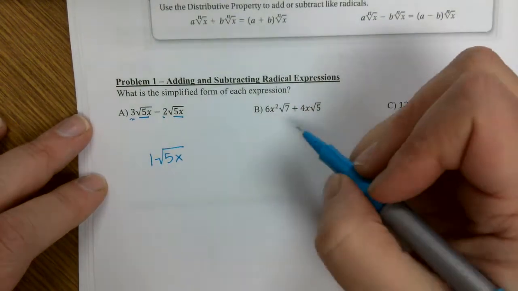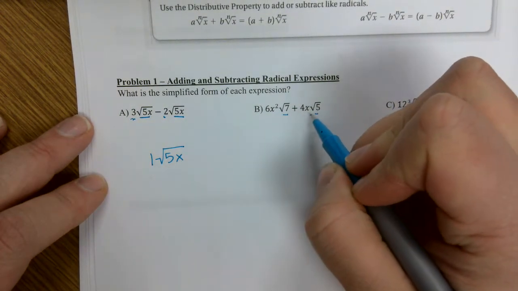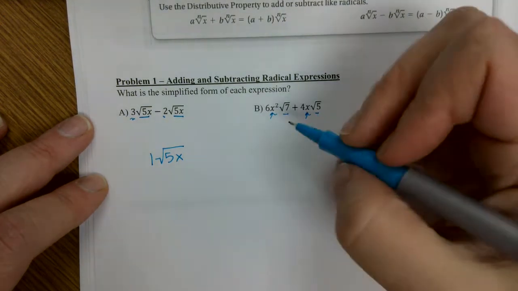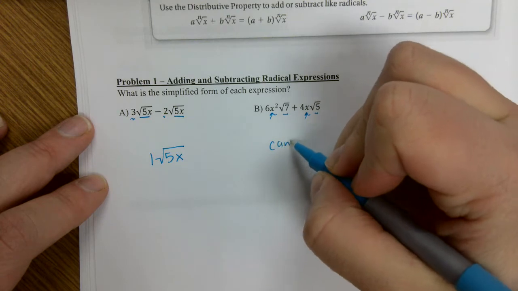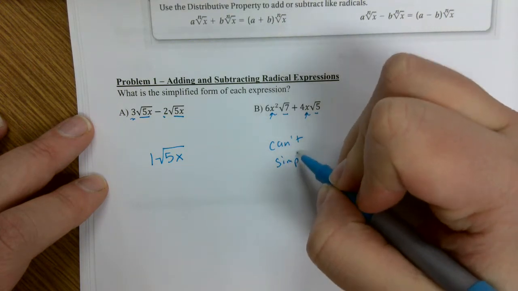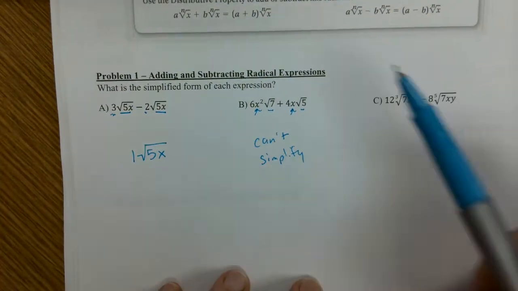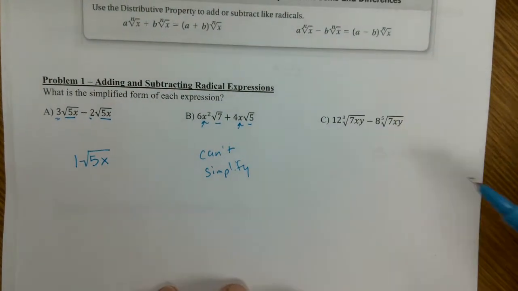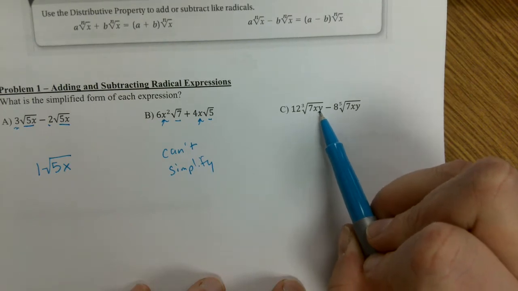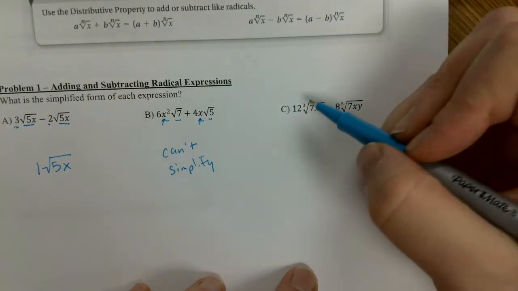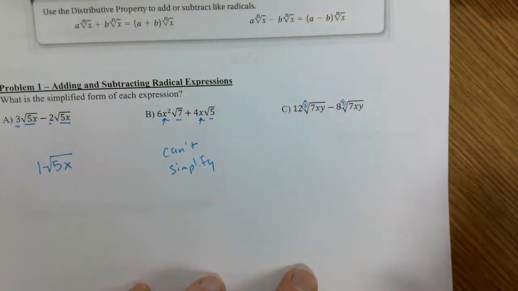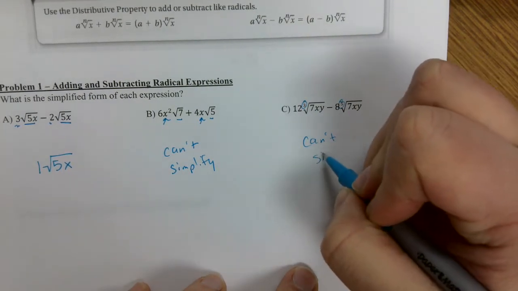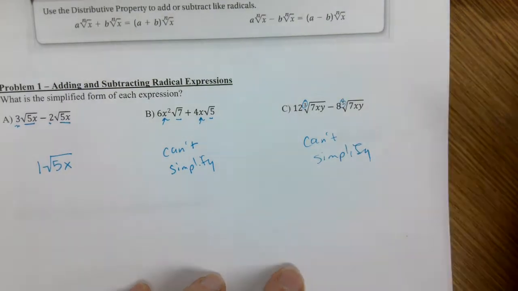When I'm looking at these two, my roots are not the same, and neither are my variables. So I cannot simplify this. So can't simplify because the roots are not the same and the variables also not the same. So that doesn't work. When I look here, this root looks the exact same. However, when you look at this index here, those are not the same. So I can't simplify. Okay.